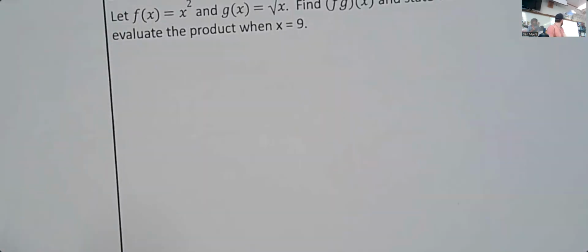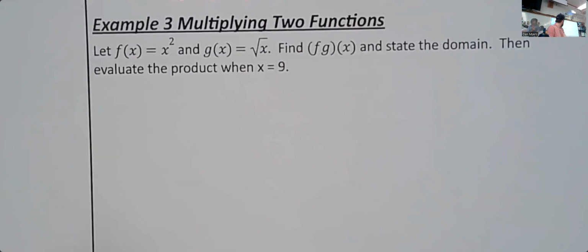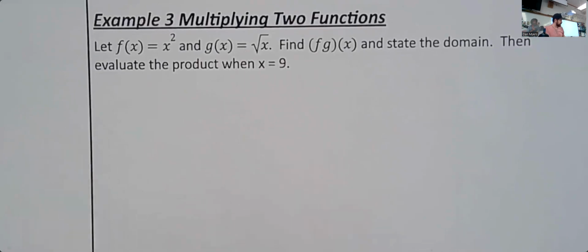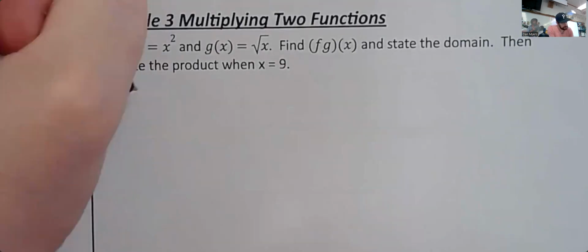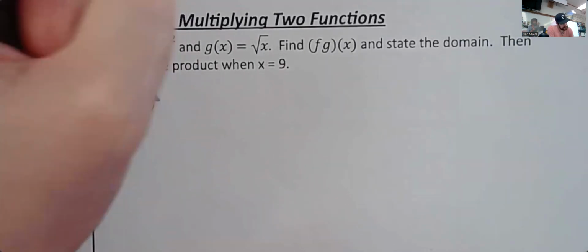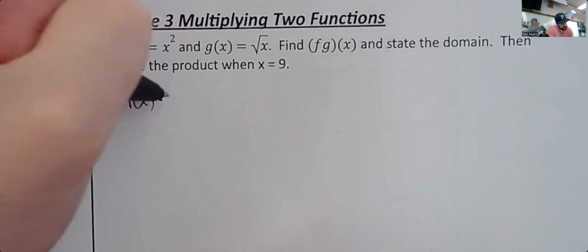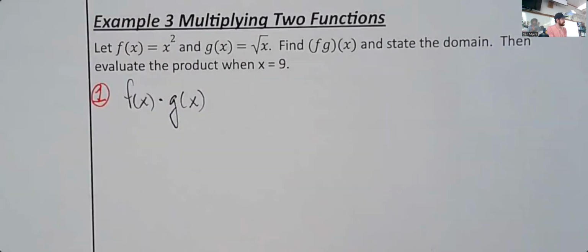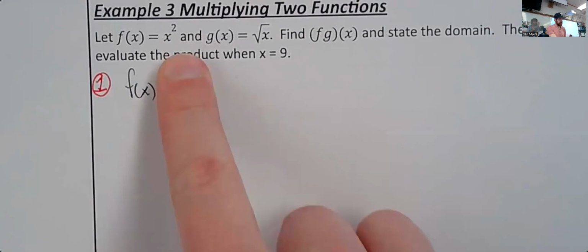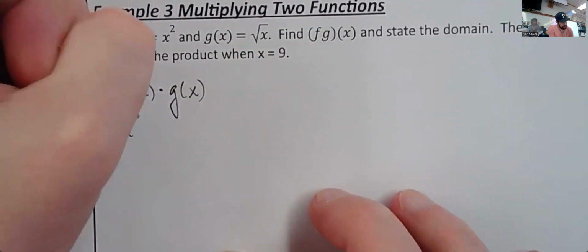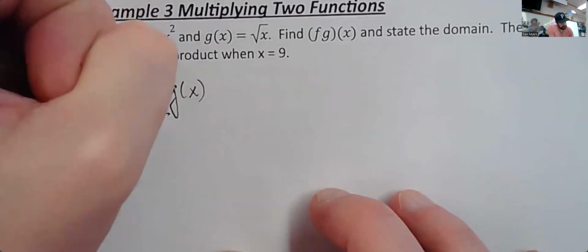Same thing. Do the multiplication, state the domain, then evaluate when x equals 9. So this time, step number 1, we are looking at f of x times g of x. Which is going to look like x squared times the square root of x.